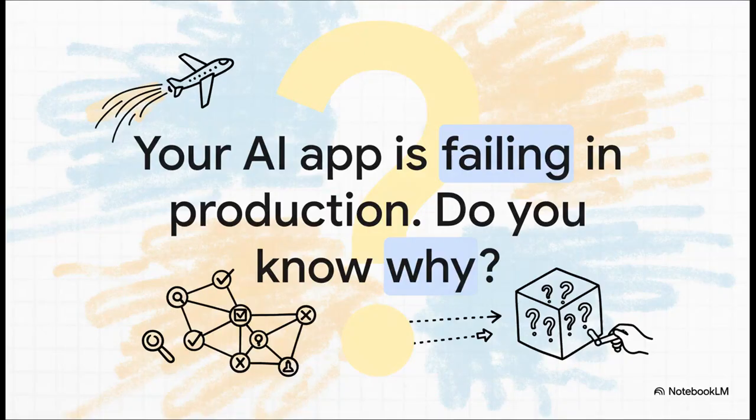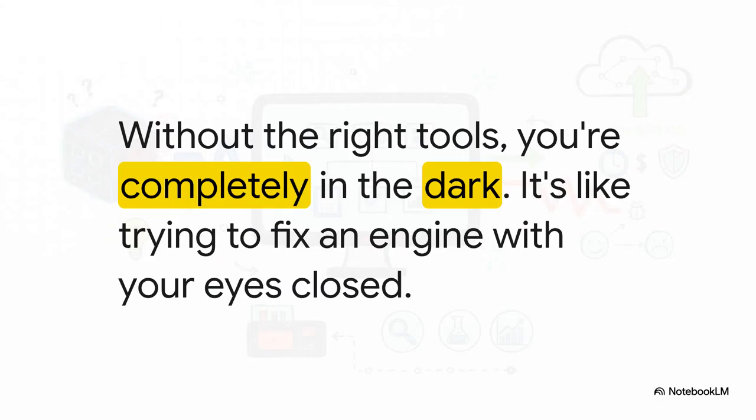So picture this. You've poured your heart and soul into building this incredible AI app. It's live, people are using it, and then it just starts failing. It's spitting out weird, unhelpful answers. You're getting complaints, your team is in a panic, and you have no clue what went wrong. Sound a little too familiar? That's the feeling, isn't it?